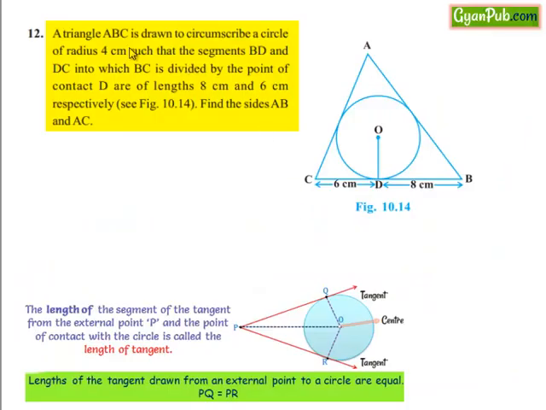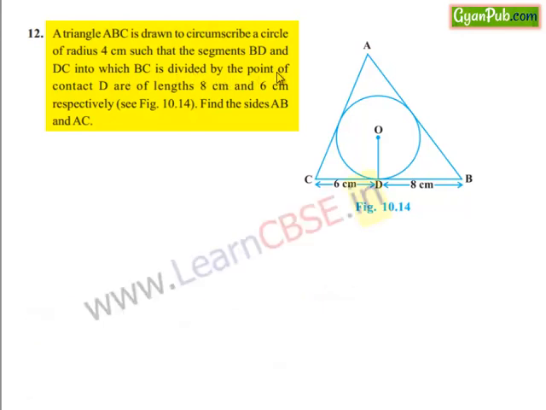Moving on to 12th question. A triangle ABC is drawn to circumscribe a circle of radius 4 cm such that segments BD and DC, into which BC is divided by the point of contact D, are of lengths 8 cm and 6 cm respectively. Find AB and AC. Now moving on to the solution.